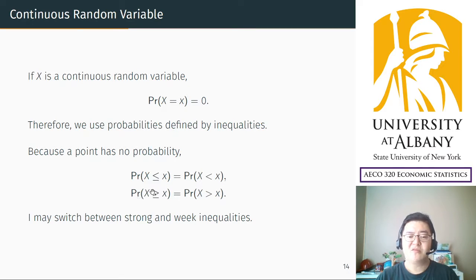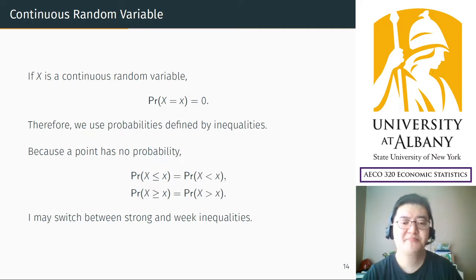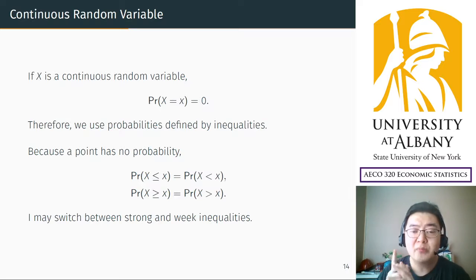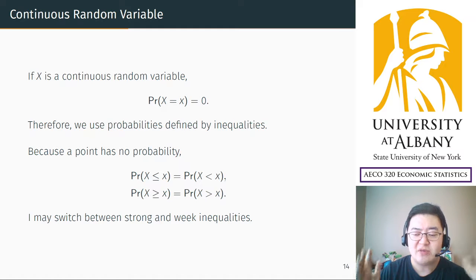Similarly, the other way, greater than or equal to, or strictly greater than, has the same probability. Again, the main idea is that one point has no probability. So strict inequalities and weak inequalities, sorry, another typo, do not matter when you define a probability. So keep this in mind. One point has no probability, but we may use inequality.